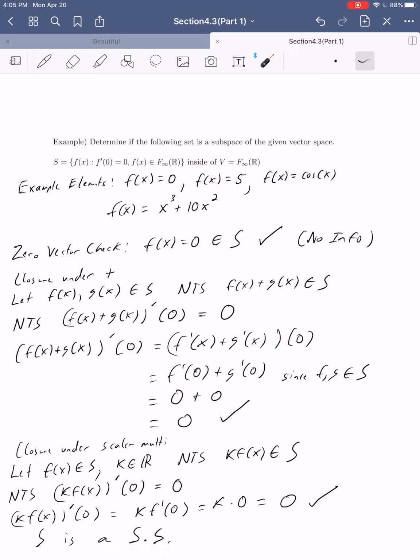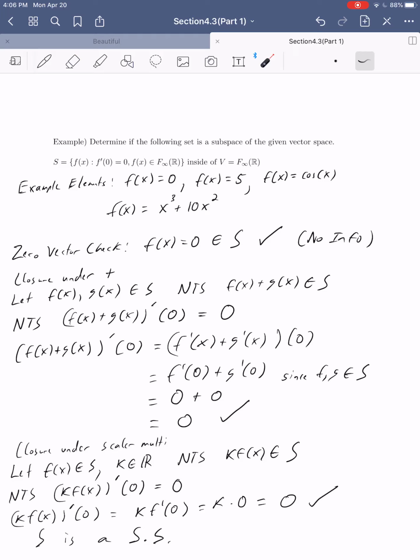And if you want to, for fun, you can go back to some of our examples and check that if you take this function and add it to this guy, you still have something that satisfies this property. If you take this guy and add it to this guy, you still have something that's in this set. If you take this and multiply by 7, you'll still have something in this set. You take this guy and multiply by -1,000,000, you'll still have something in this set, because we've proved that it is closed under addition and closed under scalar multiplication.